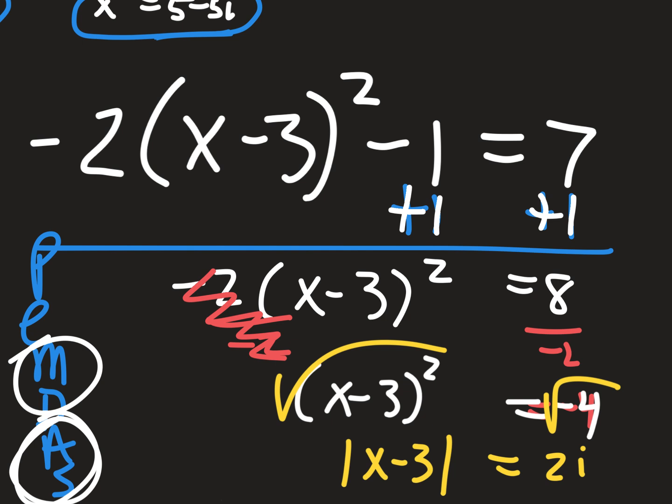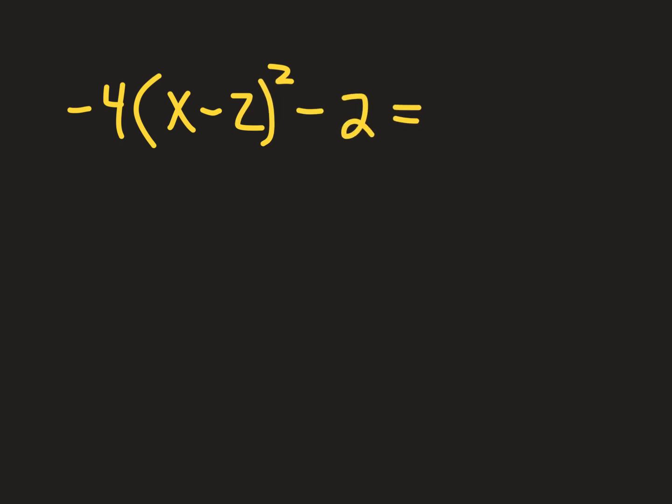How can you do it? I don't know if you're ready yet, but we'll find out. Negative 4 parentheses x minus 2 quantity squared minus 2 is equal to 14.